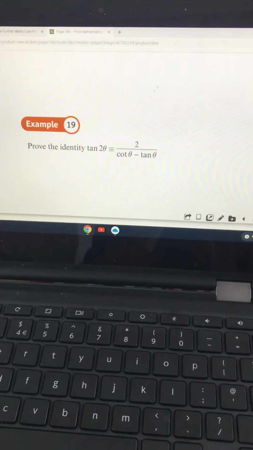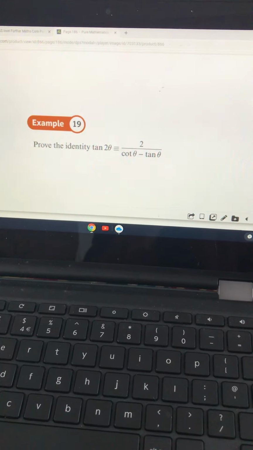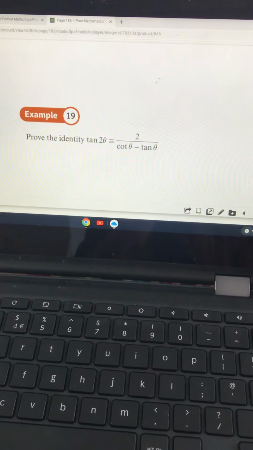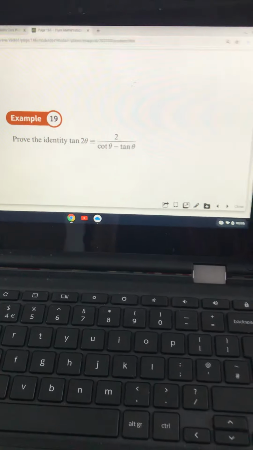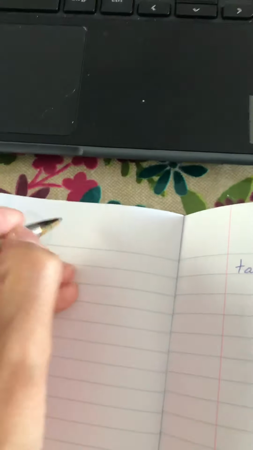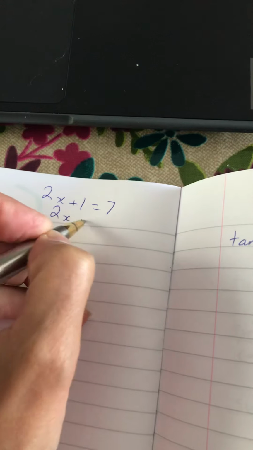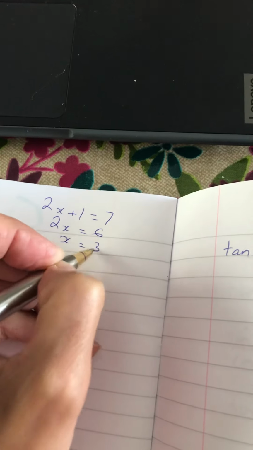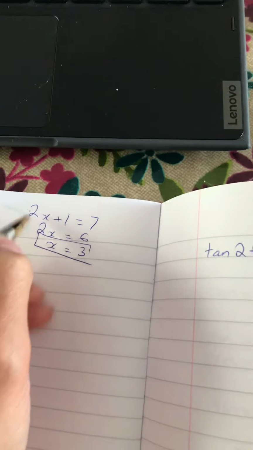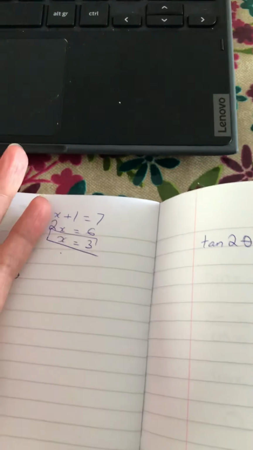Normally you have an equal symbol. This here, with an equation. So if you had an equation, I'm just going to do a really simple equation here, 2x plus 1 equals 7. If you rearrange that, you would get x is 3. So this equation is only true when x is 3. Okay, so this is an equation.